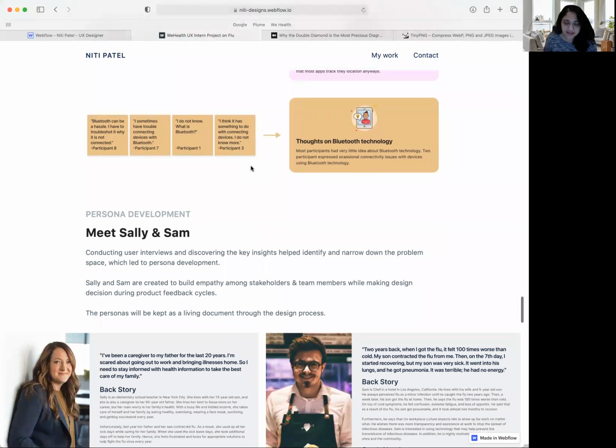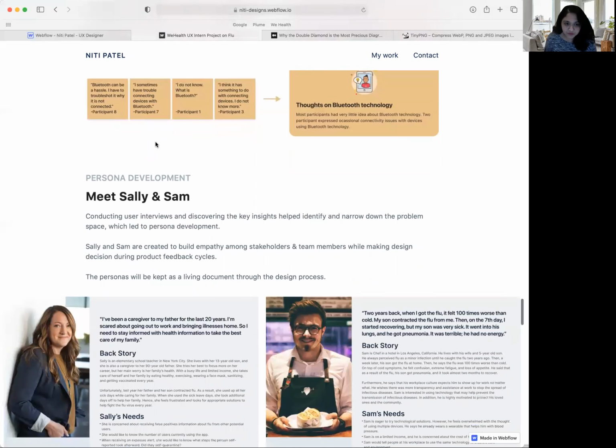The very last insight, thoughts on Bluetooth technology. Most of them did not know what Bluetooth is. I think 6 participants were unclear on it. One of the participants said, I think it has something to do with connecting devices. I do not know more. 2 participants who knew what Bluetooth was, they had hassle connecting devices. If and when that happened, it didn't happen very often, but that was an occasional issue for them.